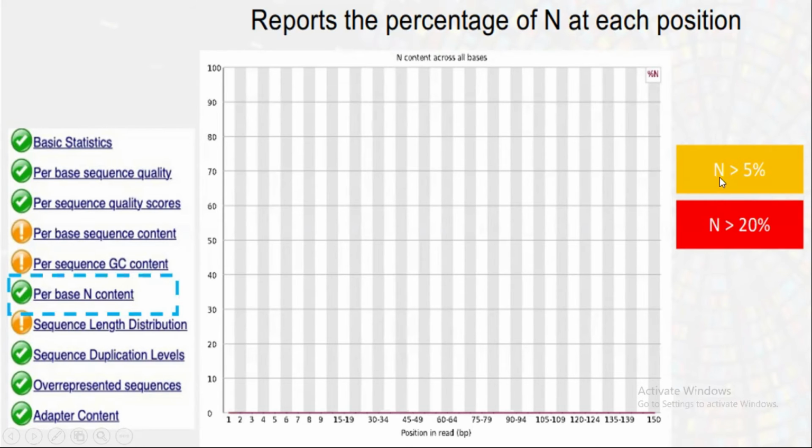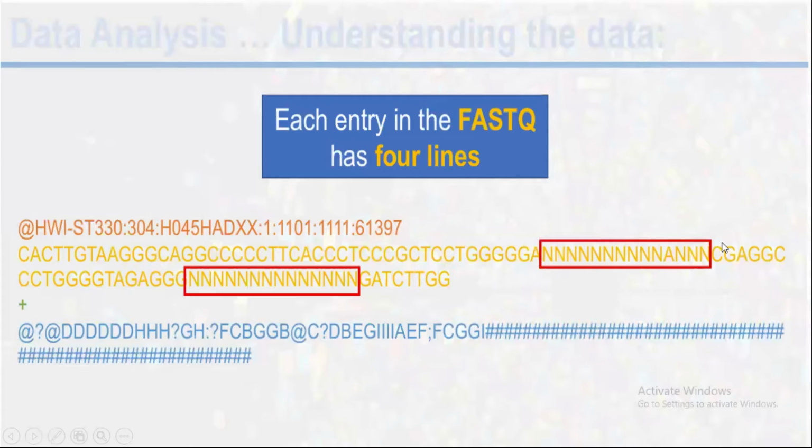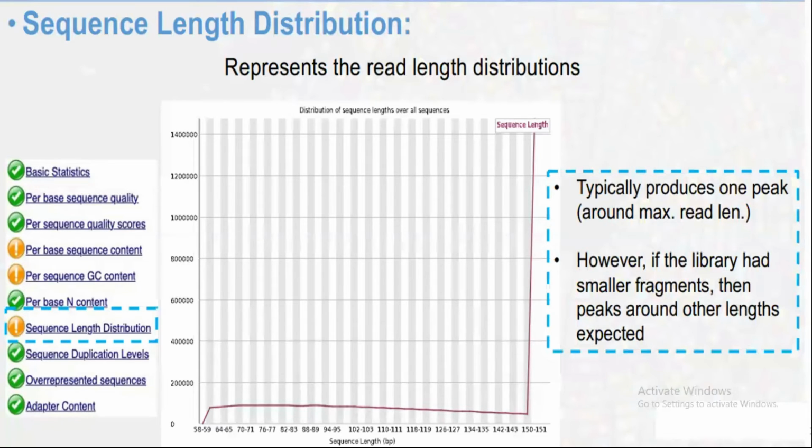So when it is more than 5%, it is a warning, and if it is more than 20%, then it is an error. Okay, so keep this in mind. Now, the sequence length distribution. Sequence length distribution is also very important.